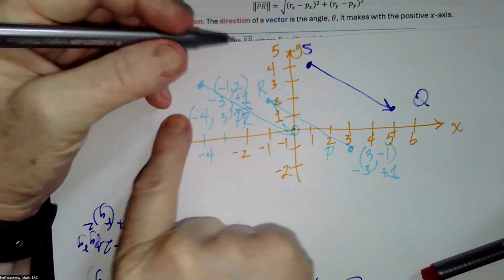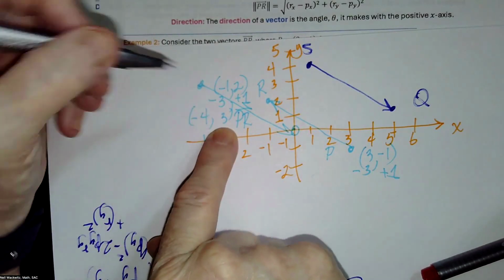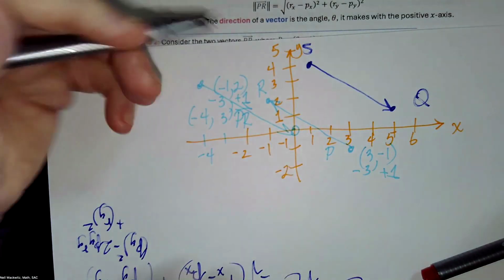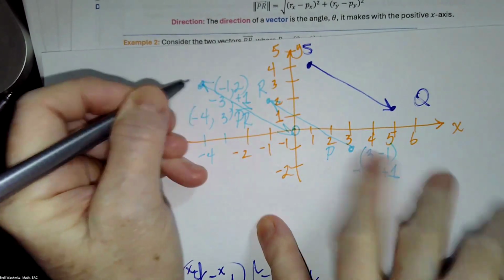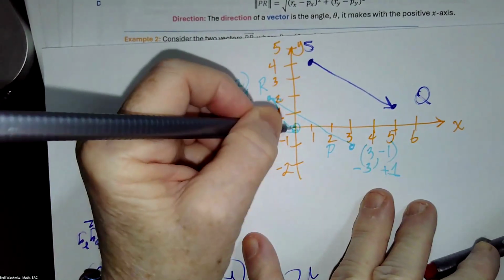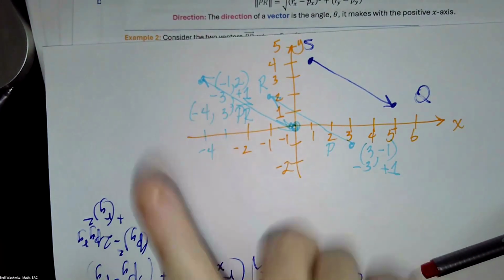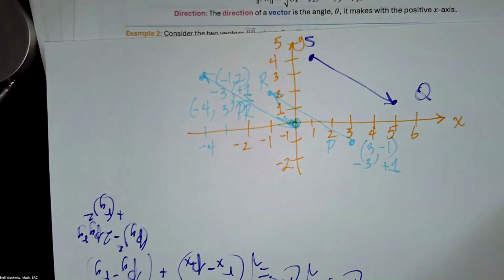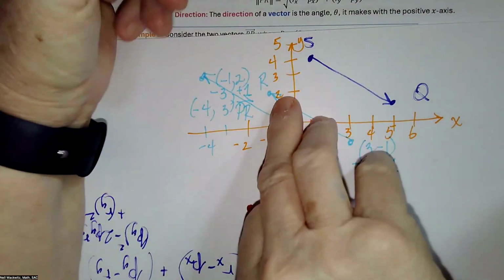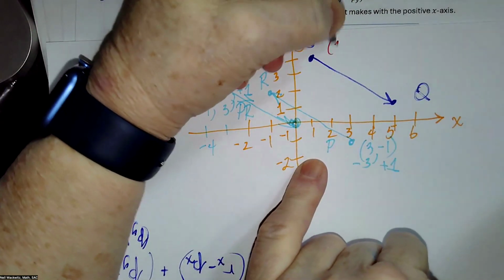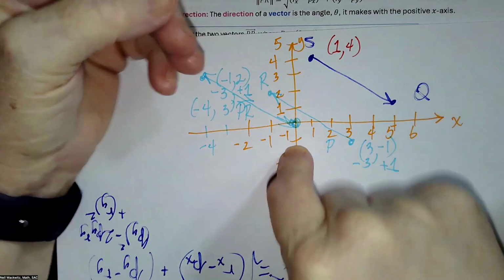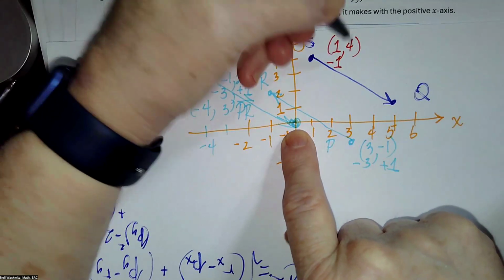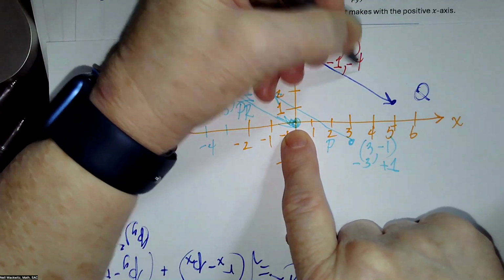So PR in standard position is -4, 3, and it ends at -4, 3, and the tail was P. Okay, good. Now let's do the same thing with S. Let's see. S is 1, 4. To move S to the origin, we're going to go 1 space to the left and down 4.